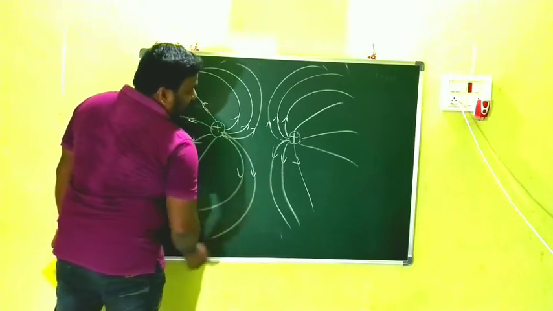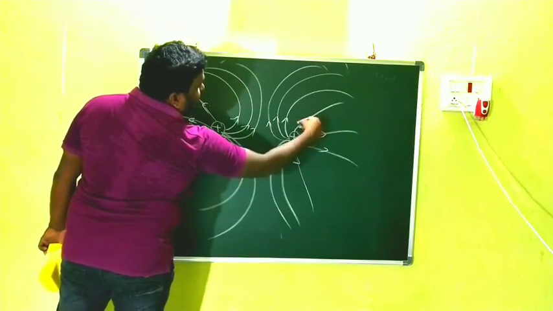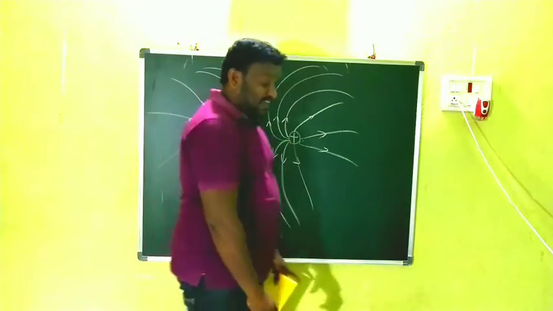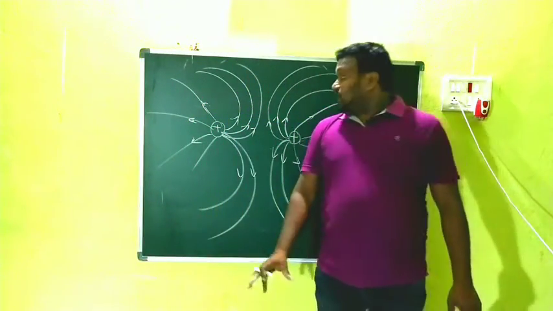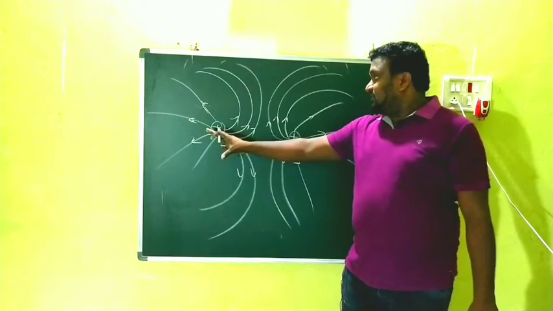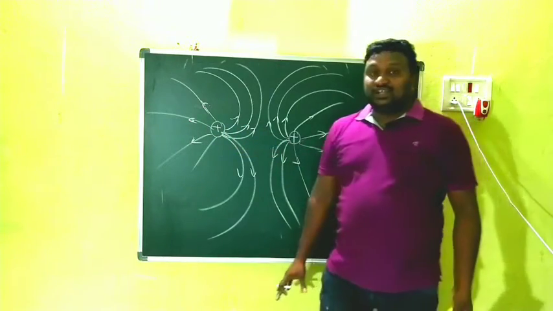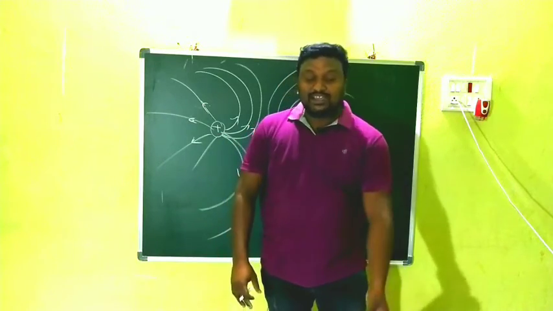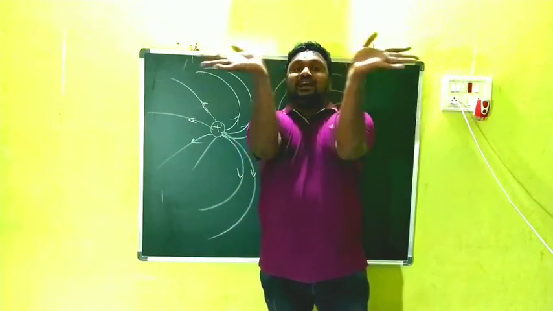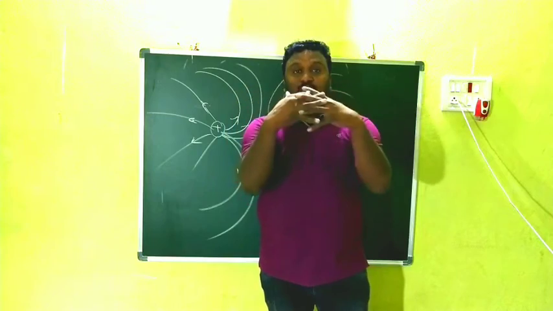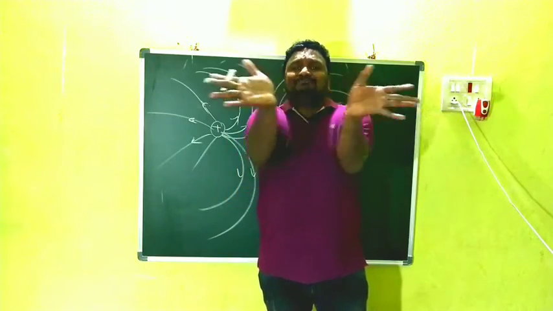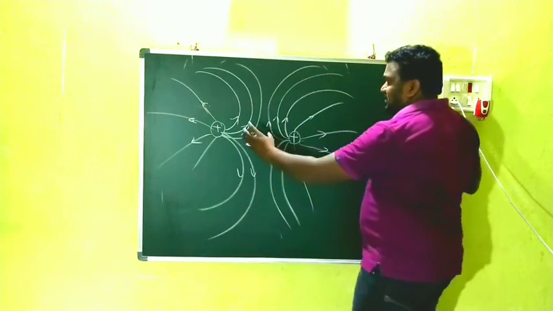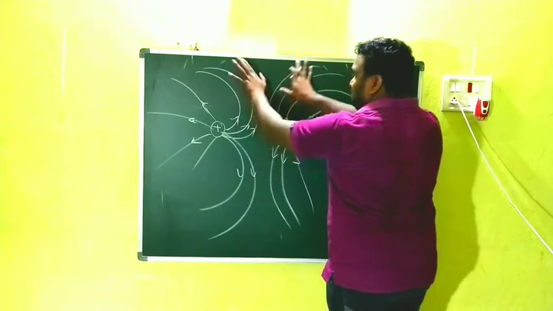Here the arrow mark must always be outwards, radially outwards. Here what you have to observe, if we take plus and plus, they are like charges. Like charges always repulse. That's why the field lines should go like this. They are not coming towards each other. They are not attracted. They are repelled.